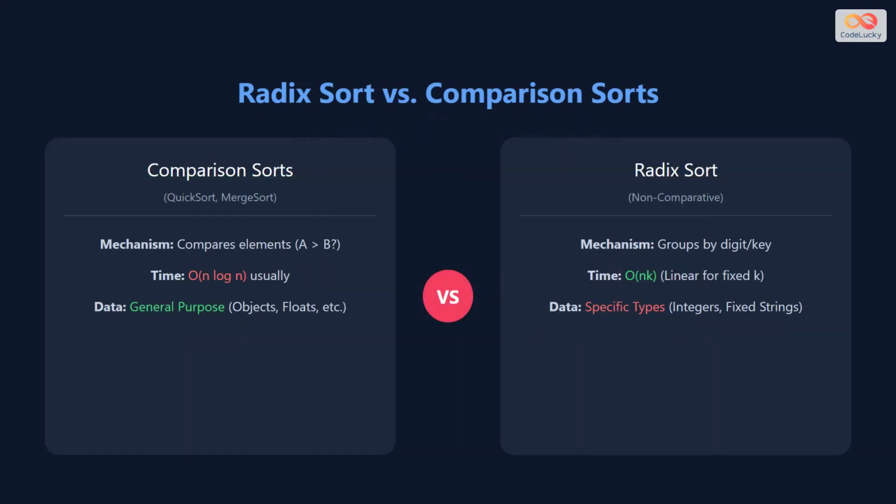Compare this to algorithms like QuickSort or MergeSort. Those are general purpose, but are mathematically limited to O(n log n) time complexity on average. Radix Sort breaks this limit by avoiding comparisons, but it is restricted to specific data types like integers or fixed-length strings.